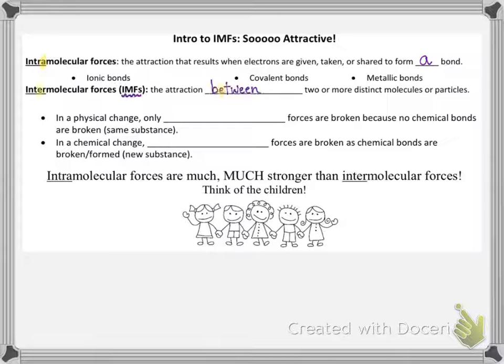In a physical change, only intermolecular forces are broken because no chemical bonds are being broken. But in a chemical change, since chemical bonds are being broken, intramolecular forces are broken. Chemical bonds, or intramolecular forces, are always going to be much stronger than intermolecular forces.